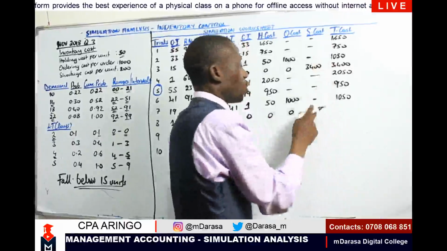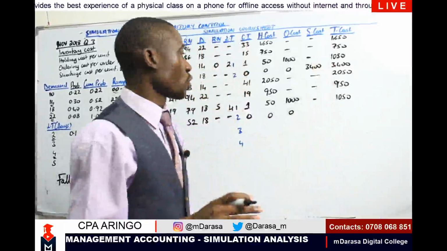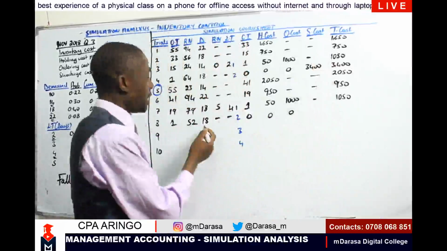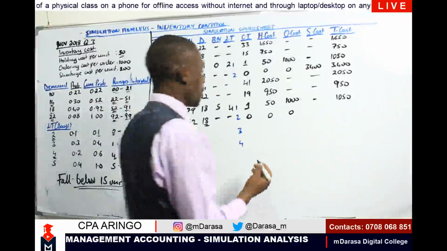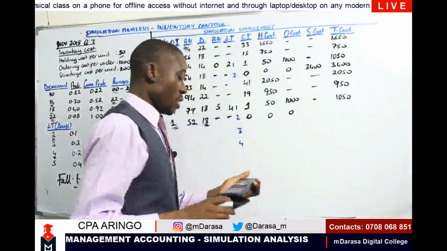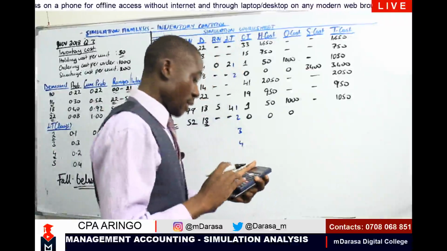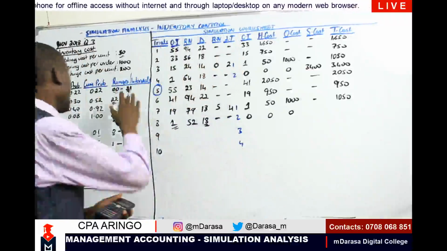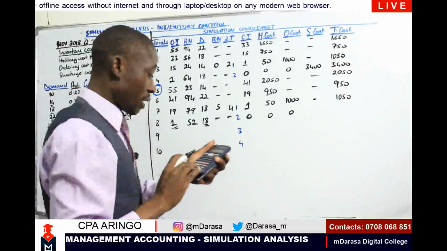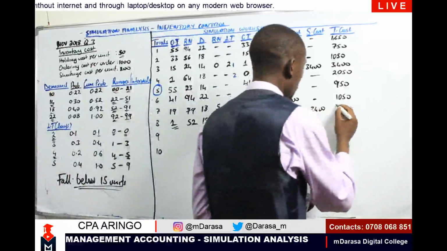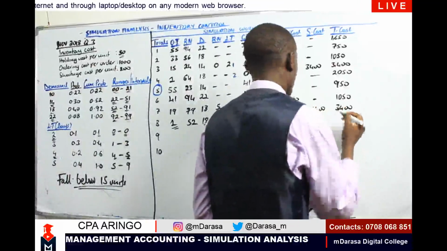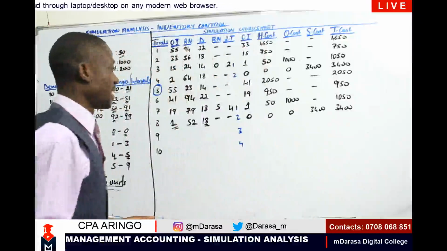But shortage cost, I'm having a shortage of 17 units. My demand is 18, I'm only having 1 unit in store. So you take that 17, you multiply by the shortage cost per unit, which was 200. That should give us 3,400. Correct?